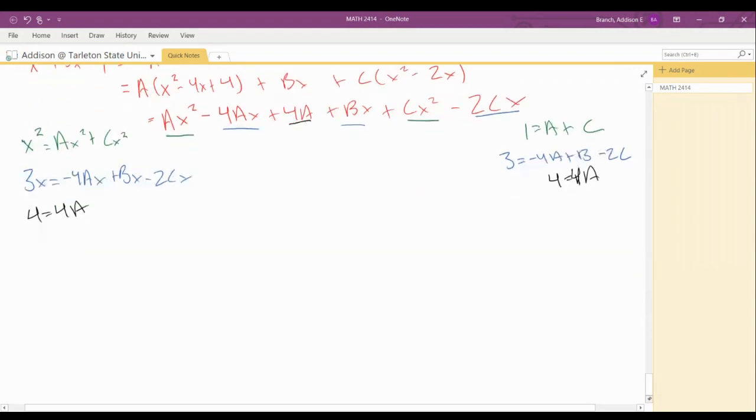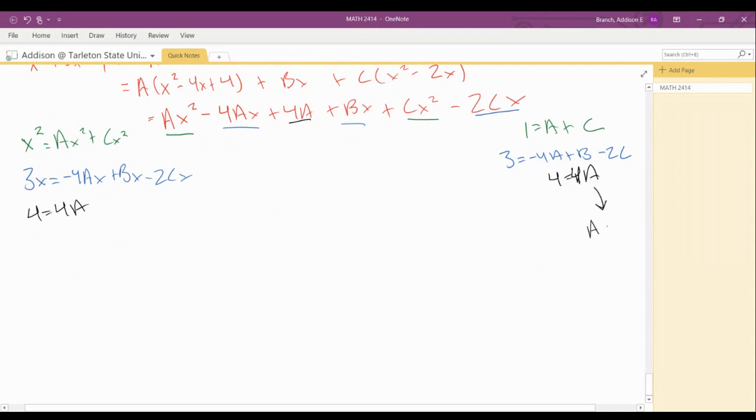So now let's go ahead and get to work on solving our system of equations. The easiest one, of course, is our 4 equals 4a. From here, we can just say a is 1. So now we take this, a equals 1, and the next easiest one to solve would be this one. So we can now say that 1 is equal to 1 plus c.